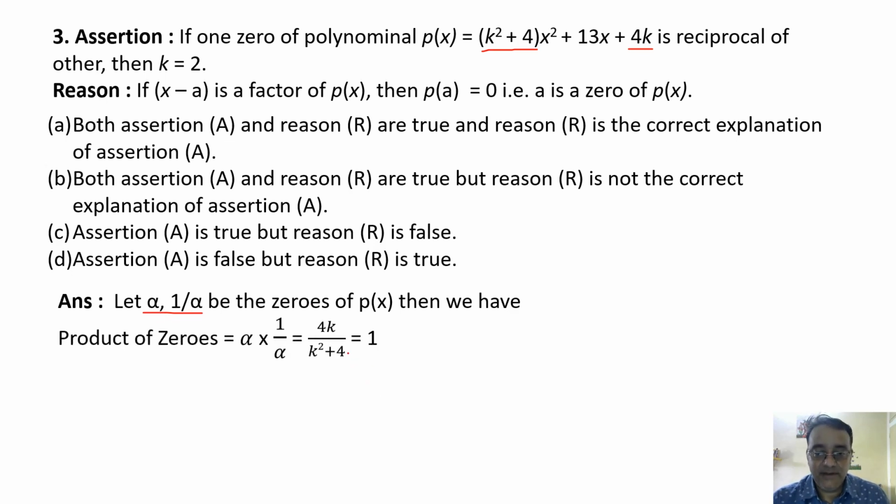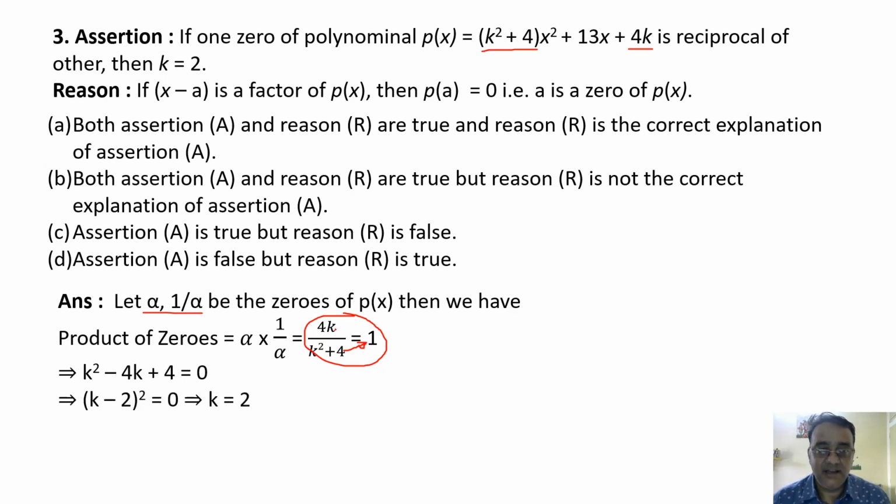Okay, so now we will solve this equation. We will form an equation and solve it. So k square plus 4 is equal to 4k. So we'll get one quadratic equation, k square minus 4k plus 4 is equal to 0. And this is nothing but k minus 2 whole square. Okay, k minus 2 whole square is equal to 0. So finally we'll get k is equal to 2.